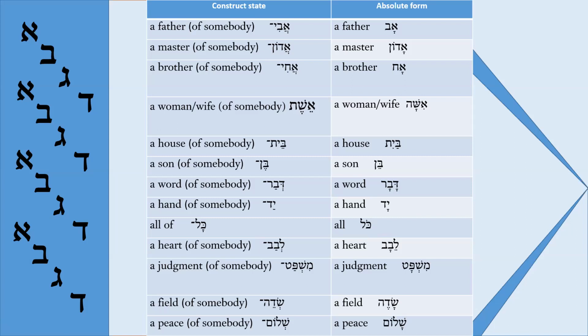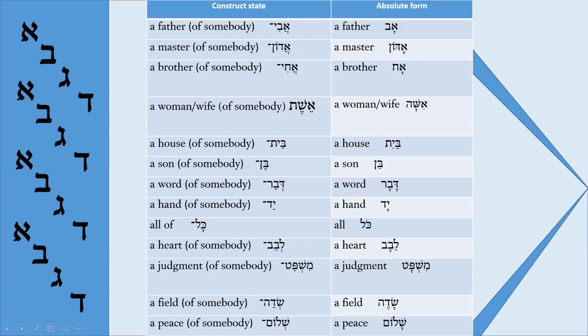And I would like to show you several examples. For example, the first vowel of the word should be, according to the rules, reduced to shiva, if it is possible. But in this case, you can see that adon, we have kamets, and in the construct state, it is transformed to compound shiva, so it's normal.